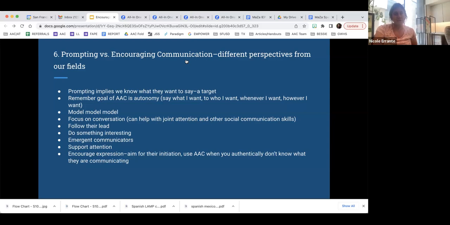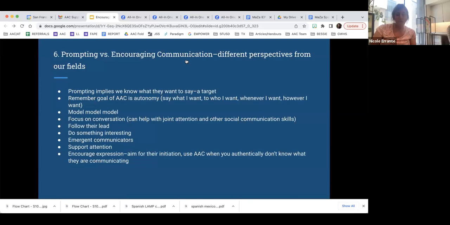And then supporting attention. We can encourage communication by doing all these things, following their lead, and the pictures themselves sometimes really will help the kids attend. So if it's the car activity and a student really is into colors, and I start modeling the colors because I know that student loves colors, that might make them attend more to the cars.